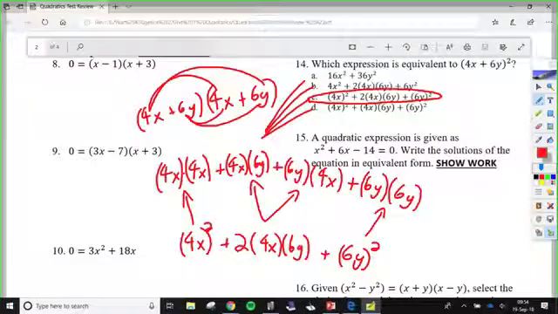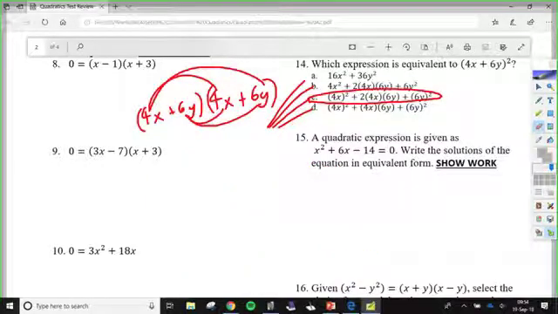Now, you might not have known to do that, and that's okay. So what you could have done differently, but still kind of the same, is when you multiply these out, maybe you actually multiplied them all out. 4x times 4x, you wrote 16x squared. 4x times 6y, you wrote 24xy.